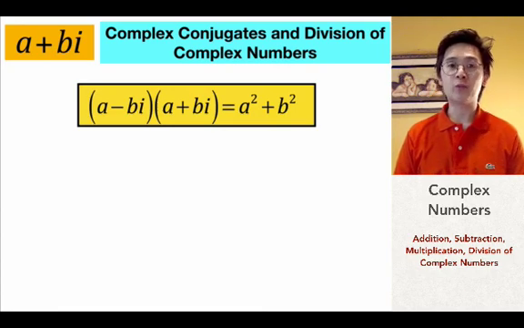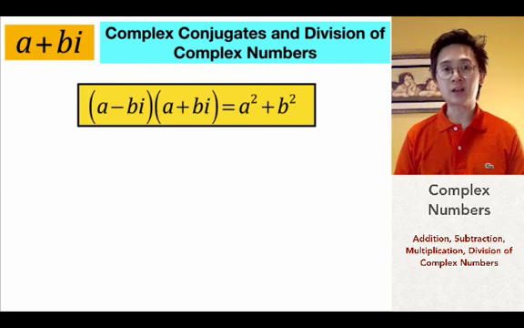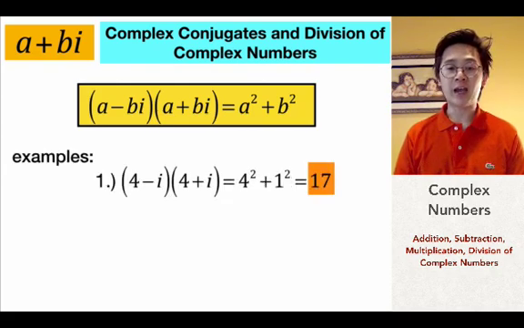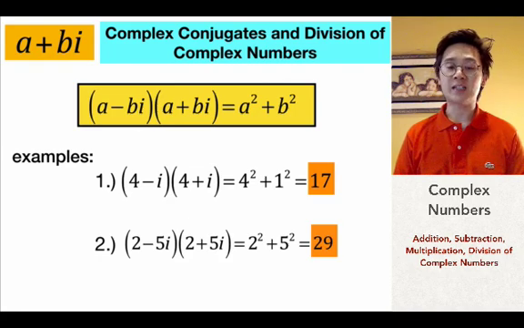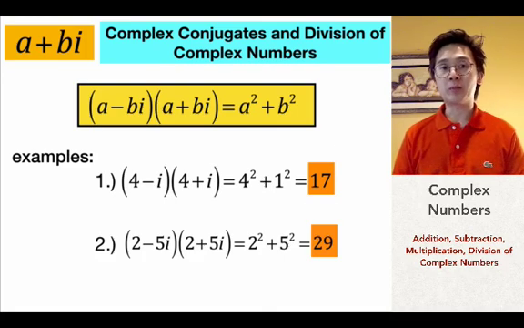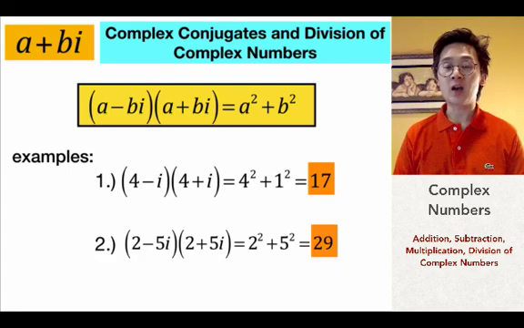This will save you a lot of time when you are multiplying complex numbers, and the complex numbers you're dealing with are considered to be complex conjugates. So if we have 4 minus i times 4 plus i, we can quickly multiply them because the square of 4 is 16 and the square of 1 is 1, and 16 plus 1 is equal to 17. And if we have complex conjugates as 2 minus 5i and 2 plus 5i, 2 squared is equal to 4 and 5 squared is equal to 25, so 4 plus 25 is equal to 29. So this property of complex numbers is really useful when we are working with complex conjugates or rationalizing complex numbers, also known as division of complex numbers.